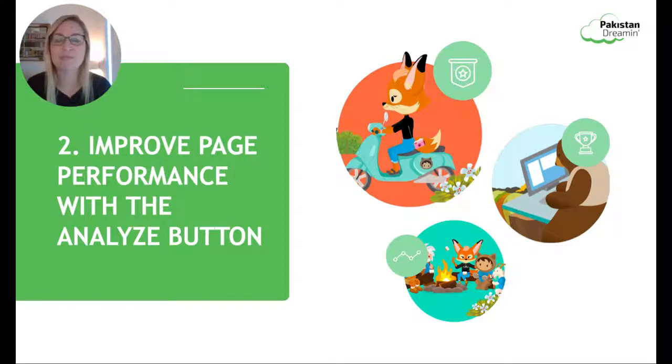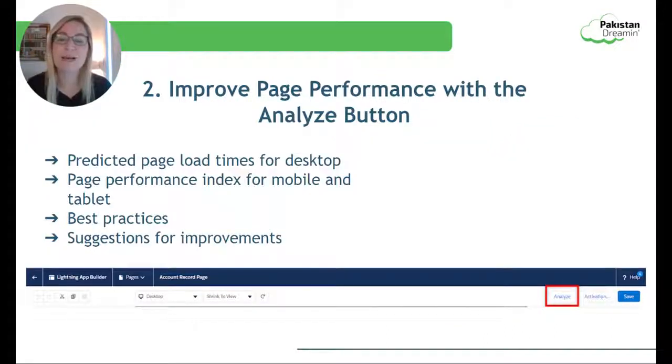using the Analyze button. Now, the Analyze button has been around for a while, but it has been enhanced over the last few releases. And what it does is it gives you your predicted page load times for desktop, also your page performance index for mobile and tablet, which is similar but not quite the same as page load times. In addition, it gives you best practices and suggestions for improvement. Now, the Analyze button should run automatically. If it doesn't, you can always hit Analyze at any point, as you can see in the screenshot here.